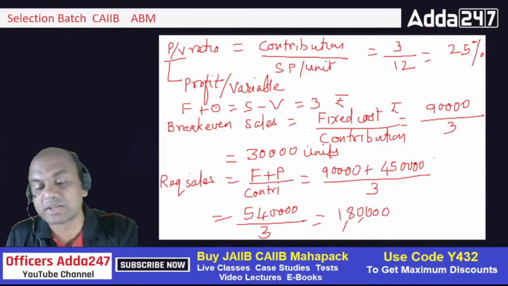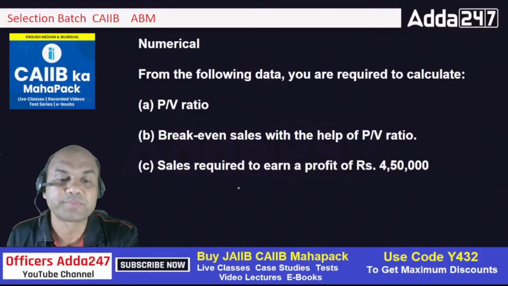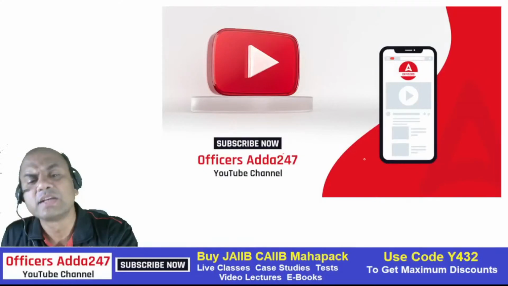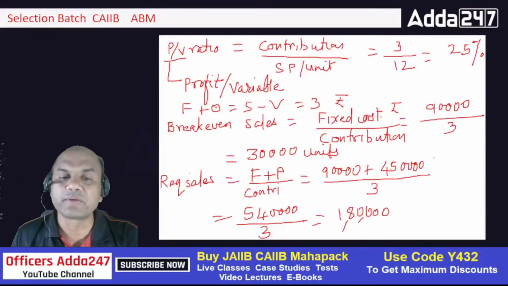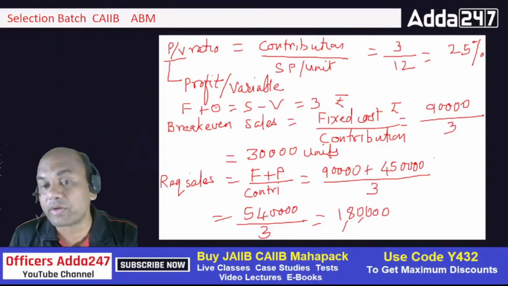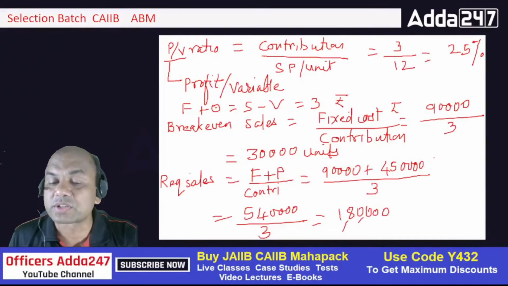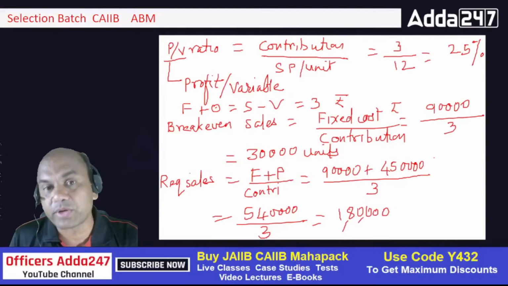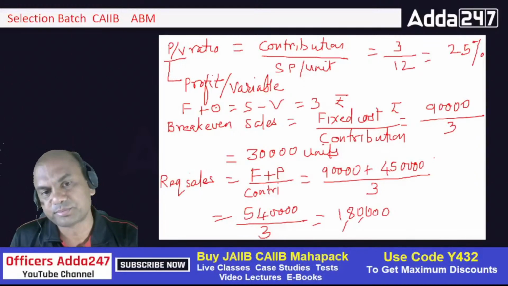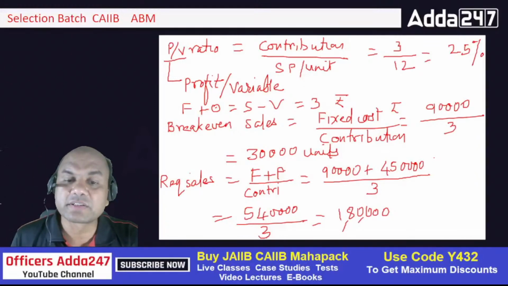Now the next question asked is what? Let's see the next question. See this. Sales required to earn a profit of 4,50,000. Now I want that 4,50,000. Same formula again. So just remove this break-even. Write sales equals fixed cost plus profit. Now I want profit also. Here it was only fixed cost because at break-even there is no profit. So now it is F plus P. Look at this, F plus P upon contribution. Contribution remains the same.